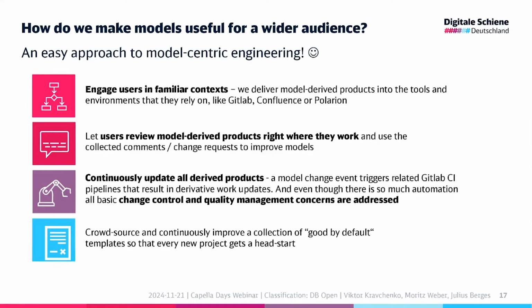So how do we fix that? First of all, we try to engage our users basically where they work. So we don't ask them to go into Capella, I mean, the wider audience, but we actually bring the products of work from Capella into their environment, into GitLab, into Confluence, into Polarion. We also let them provide feedback right there through commenting features in those tools. And modeling teams would use those comments to improve the models. And one important thing is that we continuously update all derived products on all those platforms. So the end users could see the change in near real time, let's say.